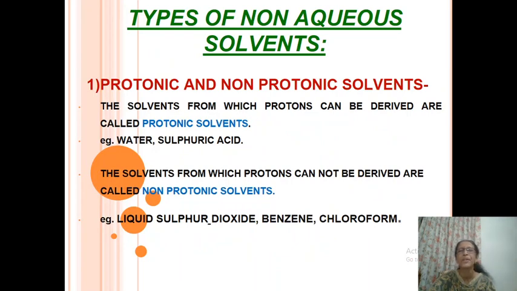Now we can see the classification of non-aqueous solvents. Solvents can be classified into protonic and non-protonic solvents according to the availability of protons. The solvents from which protons can be derived are called protonic solvents. Example: water, sulfuric acid, liquid ammonia, hydrogen fluoride, etc. The solvents from which protons cannot be derived are called non-protonic solvents. Example: liquid sulfur dioxide, benzene, chloroform, etc.